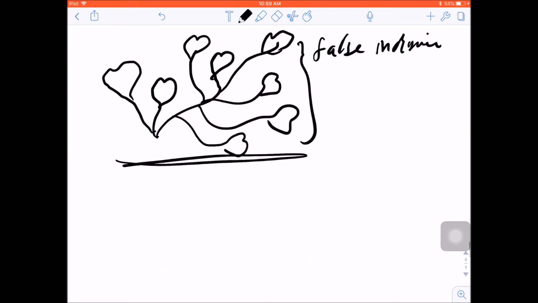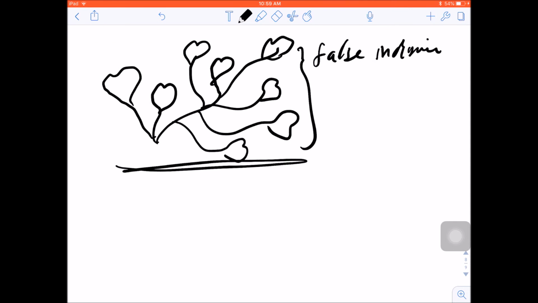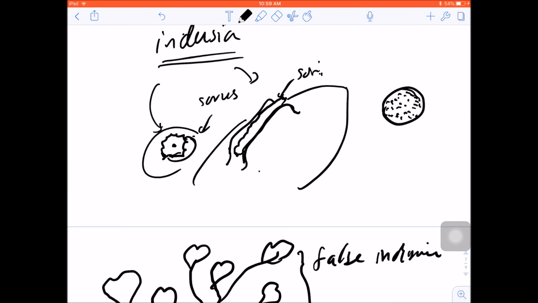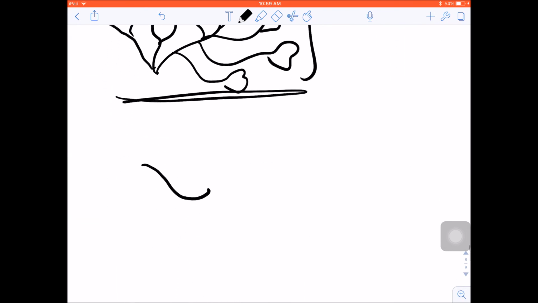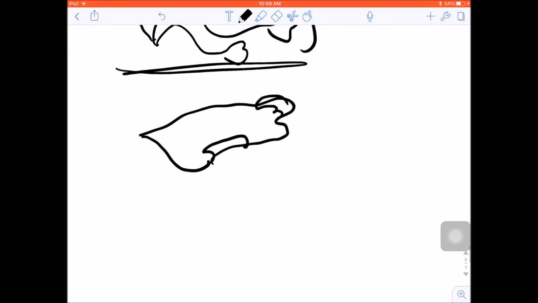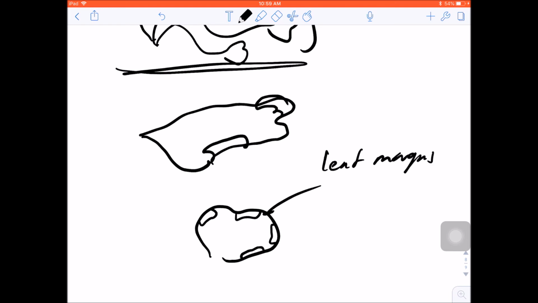But how you know it's a false indusium is that it's not a specialized tissue that covers the sorus like this or like this, but it's just the margin of the leaf. So you have the leaf like this, and the leaf actually just wraps around. So on the bottom of the leaf margin, you'll see these brackets like this, and they're just covering the sori. So just the leaf margins wrapping over to protect the sori.